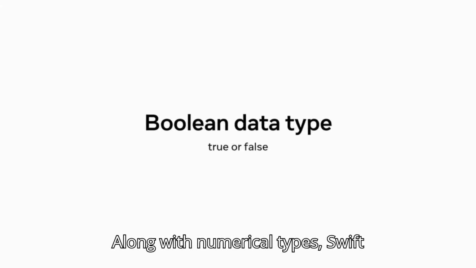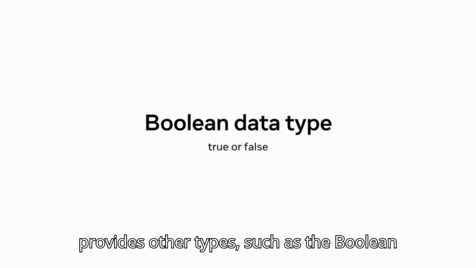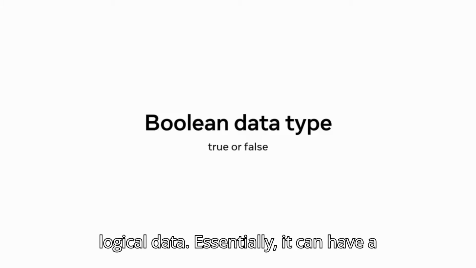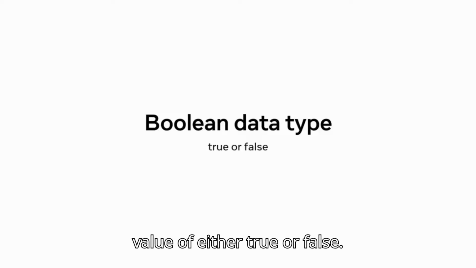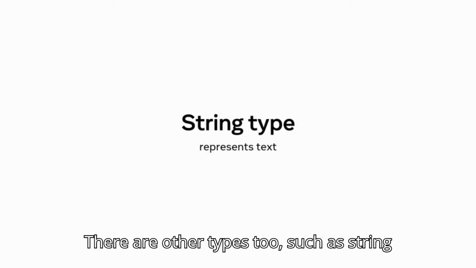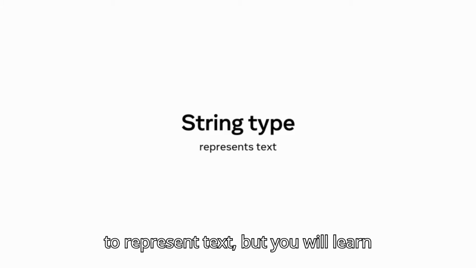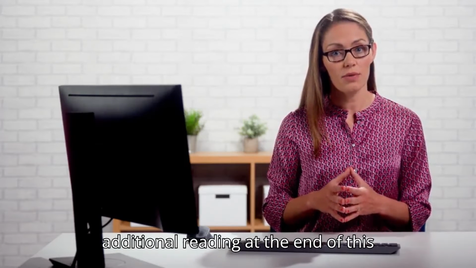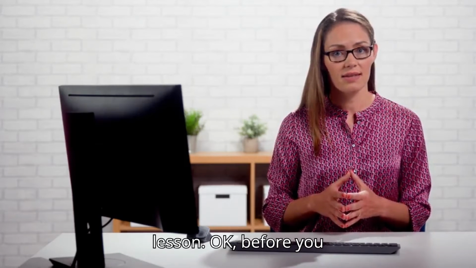Along with numerical types, Swift provides other types, such as the Boolean data type, which is used to represent logical data. Essentially, it can have a value of either true or false. There are other types too, such as string, to represent text, but you will learn more about them later. You can also find a full list of data types from the additional reading at the end of this lesson.